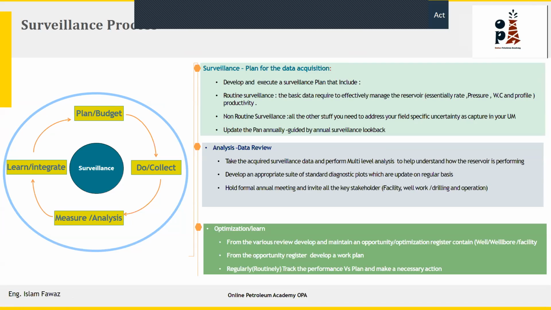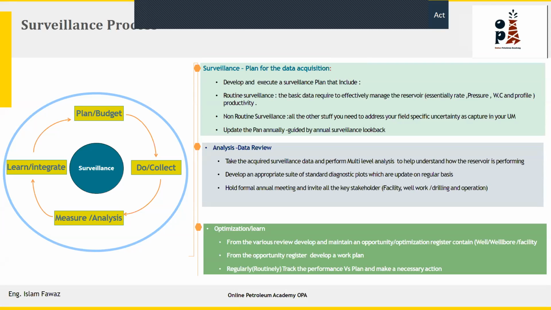After we perform the surveillance data acquisition, we analyze the data, take the acquired surveillance data and perform multi-level analysis to help understand how the reservoir is performing. Is the reservoir performing in a healthy way or not? By then we will detect the underperforming wells and make recommendations in order to maximize the production from the field. Also, we develop appropriate standard diagnostic plots, as we will see in the next slide, which are updated on a regular basis at field level, reservoir level, and well level.